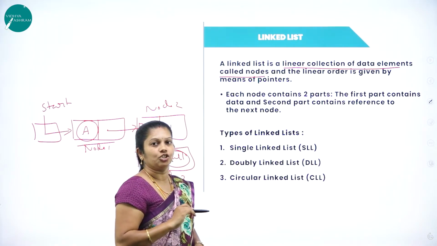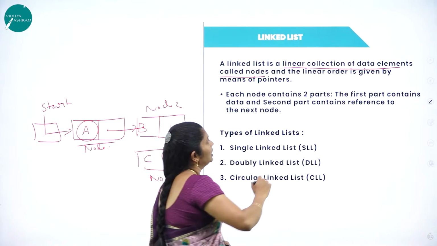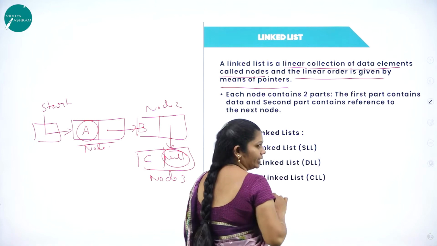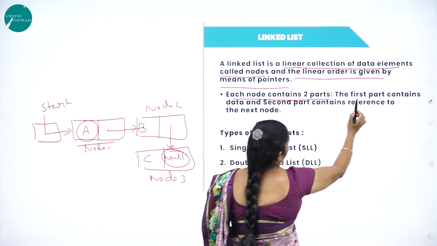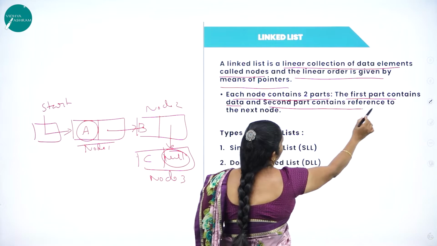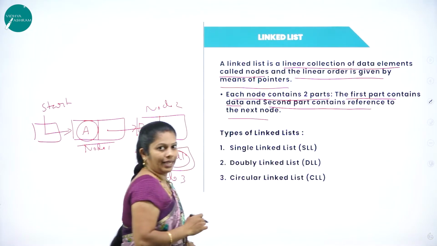A linked list is a linear collection of data elements called nodes, and the linear order is given by means of pointers. Each node contains two parts. The first part contains the data and the second part contains the next node address.